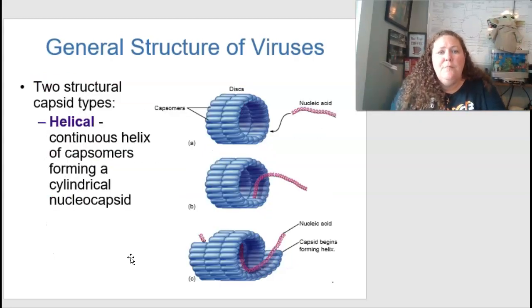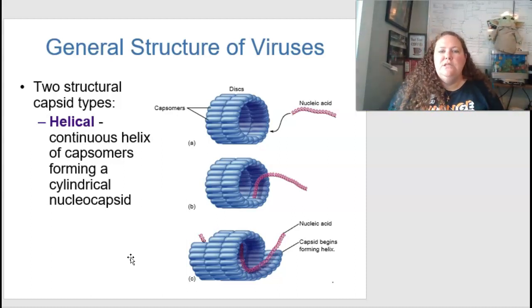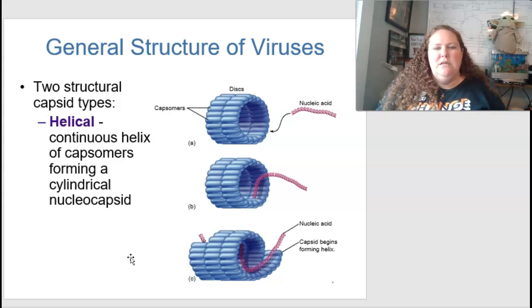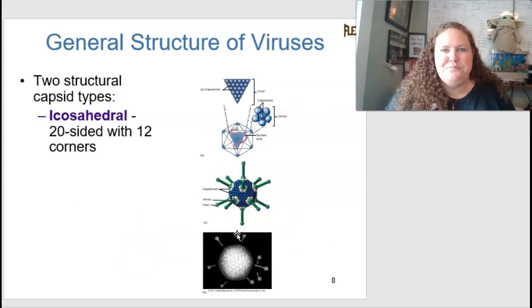Okay. There are 2 structural capsid types. The first one would be a helical, and this contains a helix, which is kind of like the twisting ladder. And so a continuous helix of capsomeres, which forms a cylindrical or circular nucleocapsid. Okay, so you can see that here. The other one is called an icosahedral, and this is 20-sided with 12 corners. So that looks pretty darn complex, eh? But icosahedral, okay? So 20 sides with 12 corners.